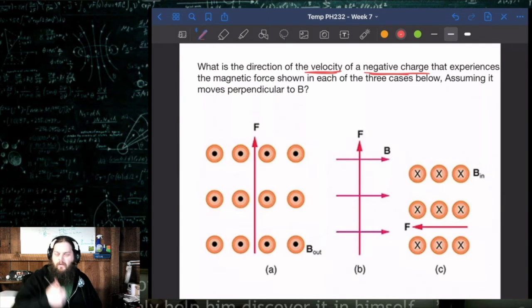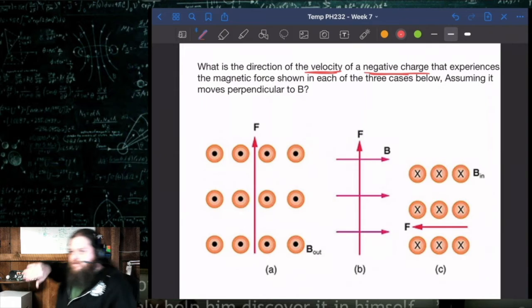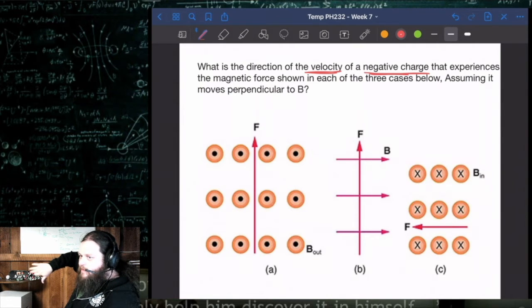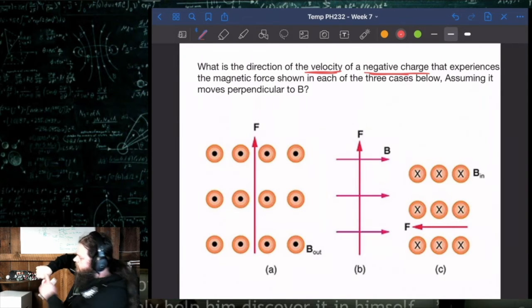In this case, I know the force is going up for part A. But the right-hand rule is for a positive charge, and this is a negative charge. So I'm going to turn my thumb and point it opposite of the force, right? And then my fingers want to curl towards the direction of the magnetic field, which is coming out of the page. So I need to turn my hand all the way around this way and curl that way. So then I can see that the velocity is going to the right.